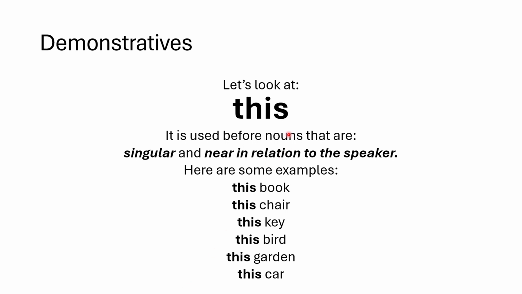Let's look at this. It is used before nouns that are singular and near in relation to the speaker. I will read these examples. I will pause. When I pause, you repeat the words. This book. This chair. This key, this bird, this garden, this car.